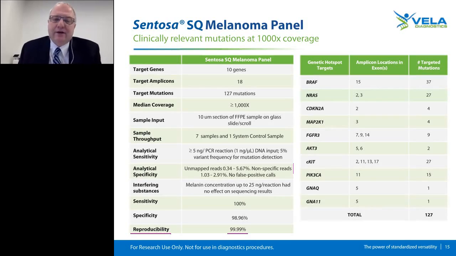Okay, so the next panel we have is the Centosa SQ melanoma panel. Again, 1,000x coverage, covering the highly prevalent mutations associated with melanoma, as determined out of the COSMIC database. Okay, so again, if you're monitoring a known case of melanoma over treatment, this is a desired panel to use.